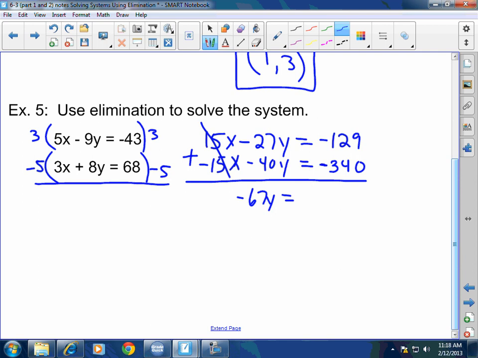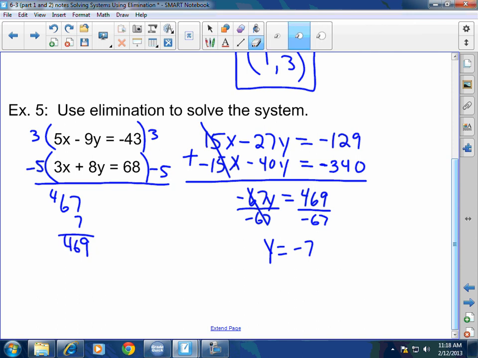When the signs are the same, you add and keep the sign, son. So this is going to be 469. So we're going to go ahead and divide that by negative 67, and my answer is going to be negative 7 on the money. I promise. 67 times 7: 7 times 7 is 49, bring over the 4, 42 plus 4, 469.